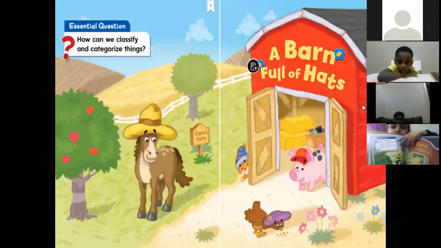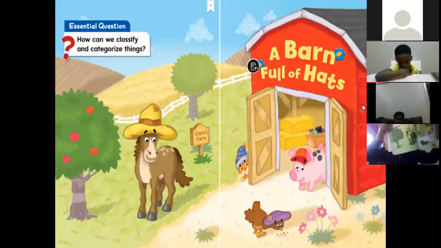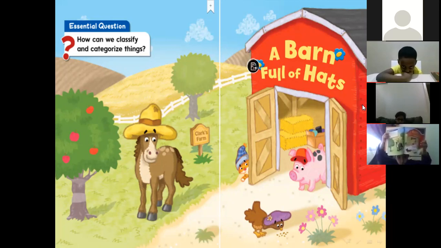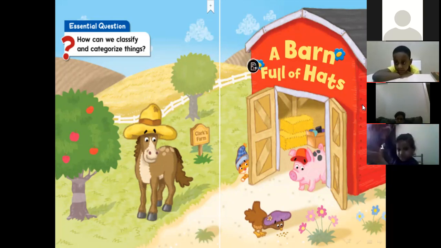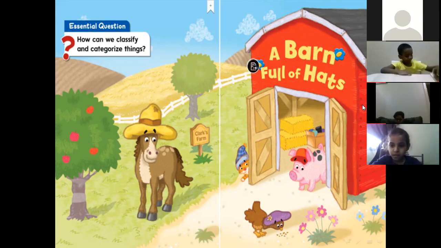So the title of our story is A Barn Full of Hats. The essential question is how can we classify and categorize things? So this week we will know how we can classify and categorize things.